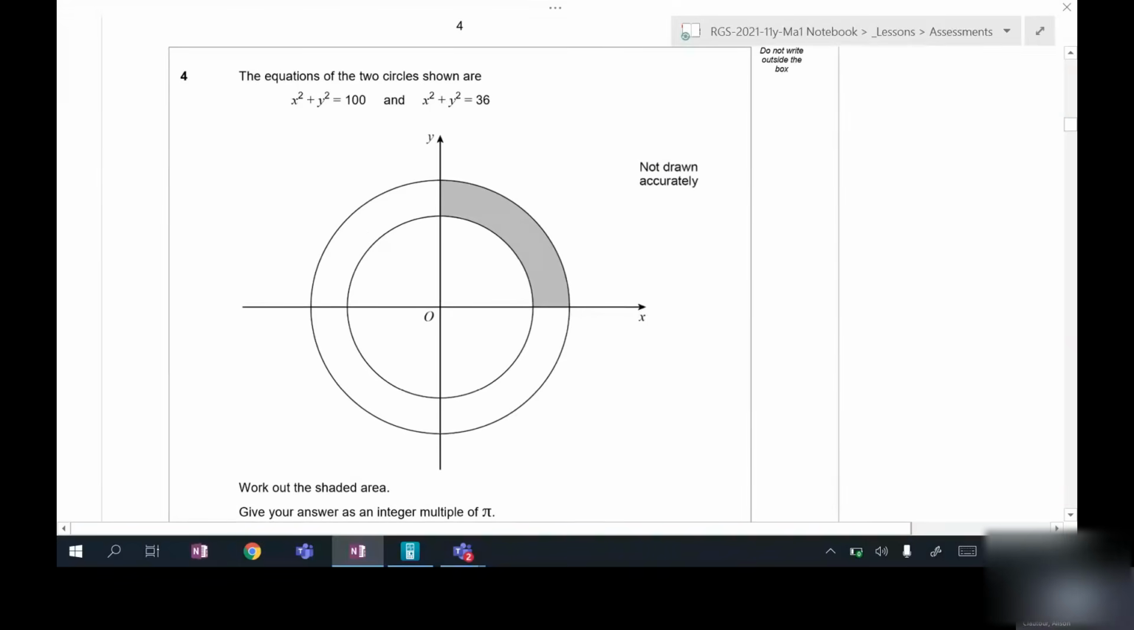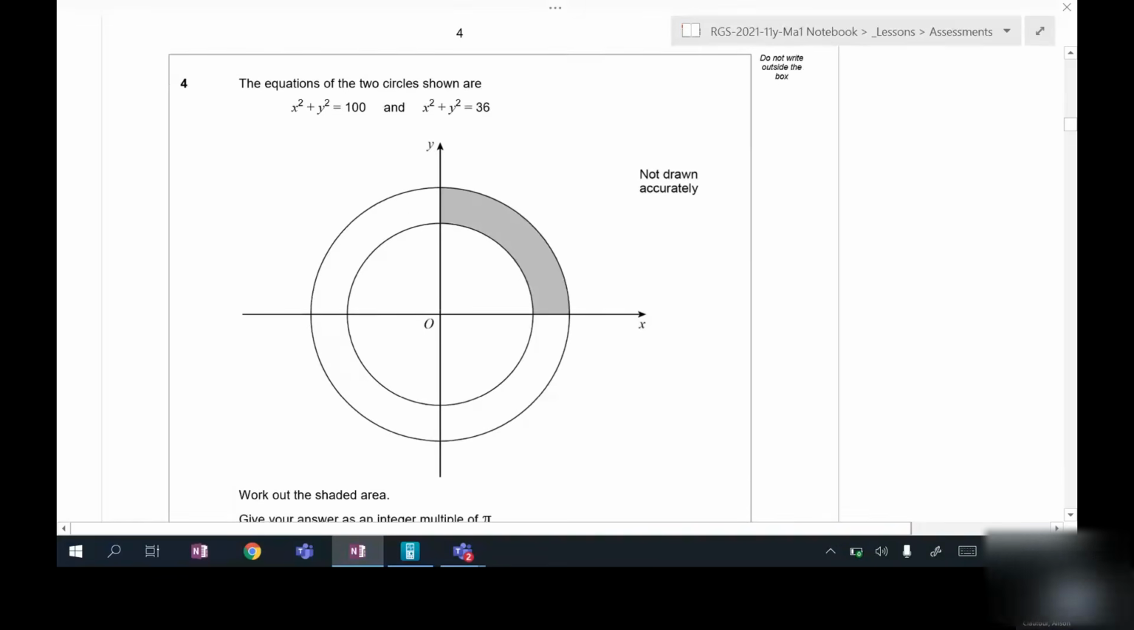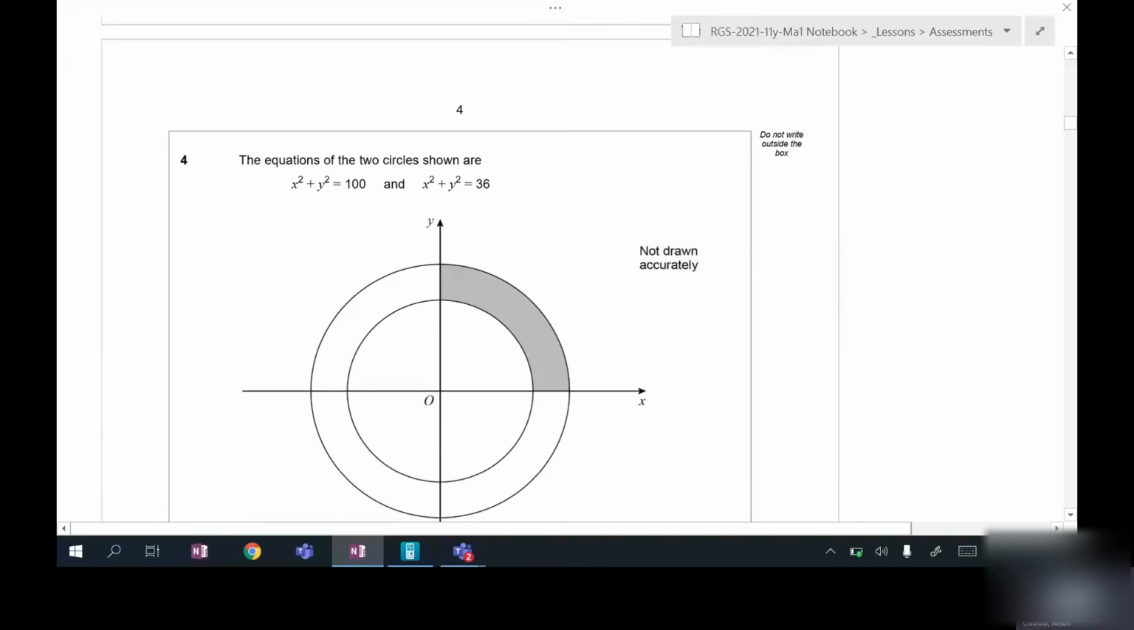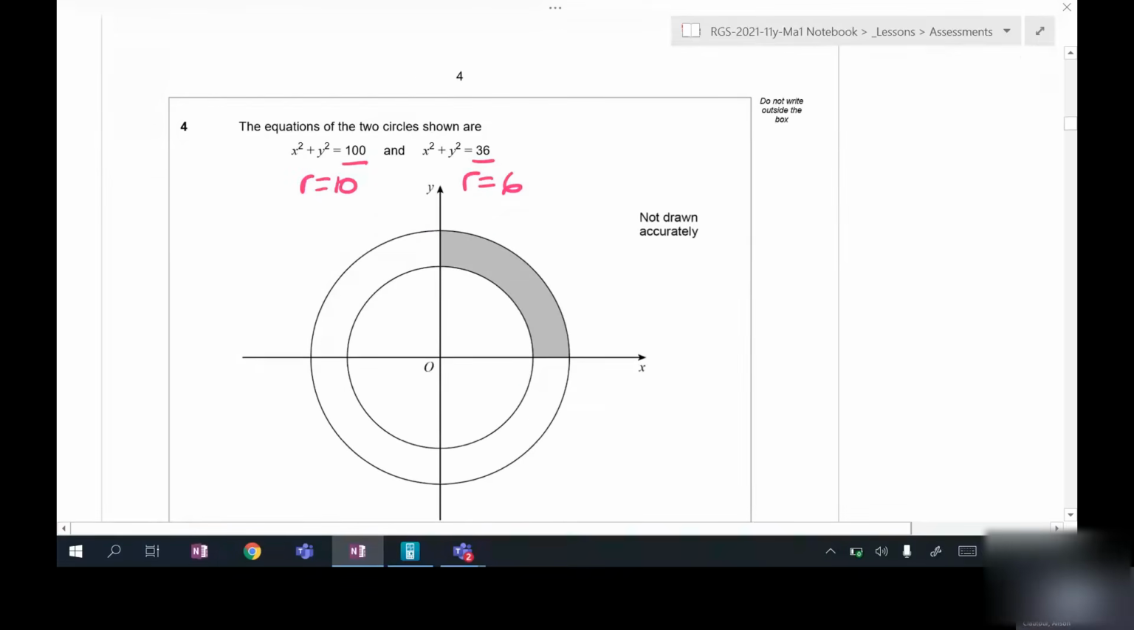Question 4 is about circles, so circular graphs. We want to work out the shaded area. This question is asking you to identify, do you know what the radius of these graphs are? Remember the form of an equation of a circle: x squared plus y squared equals r squared. So if this is r squared, it gives me a radius of 10, and if this is r squared, it gives me a radius of 6. So I know this is 6, and this is 10.